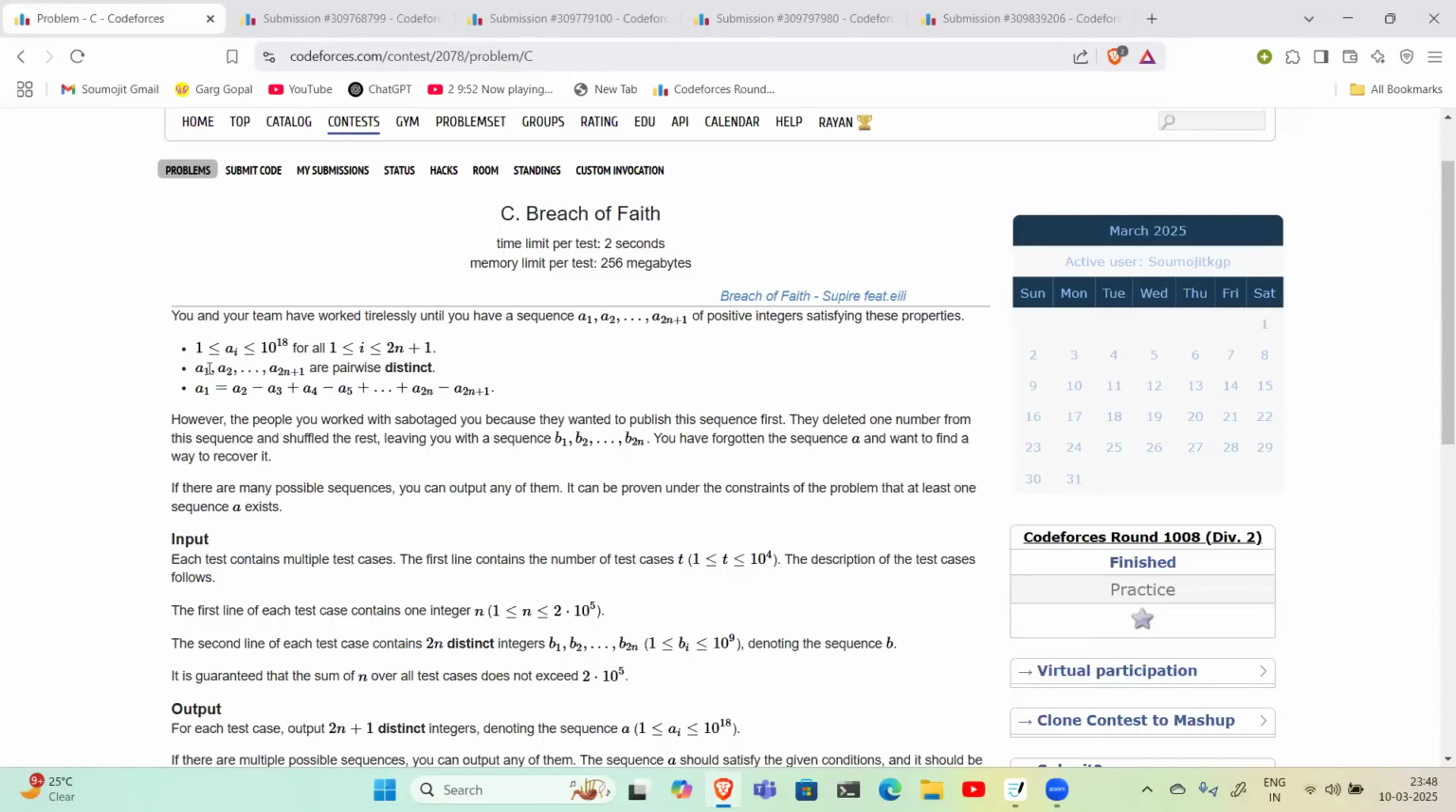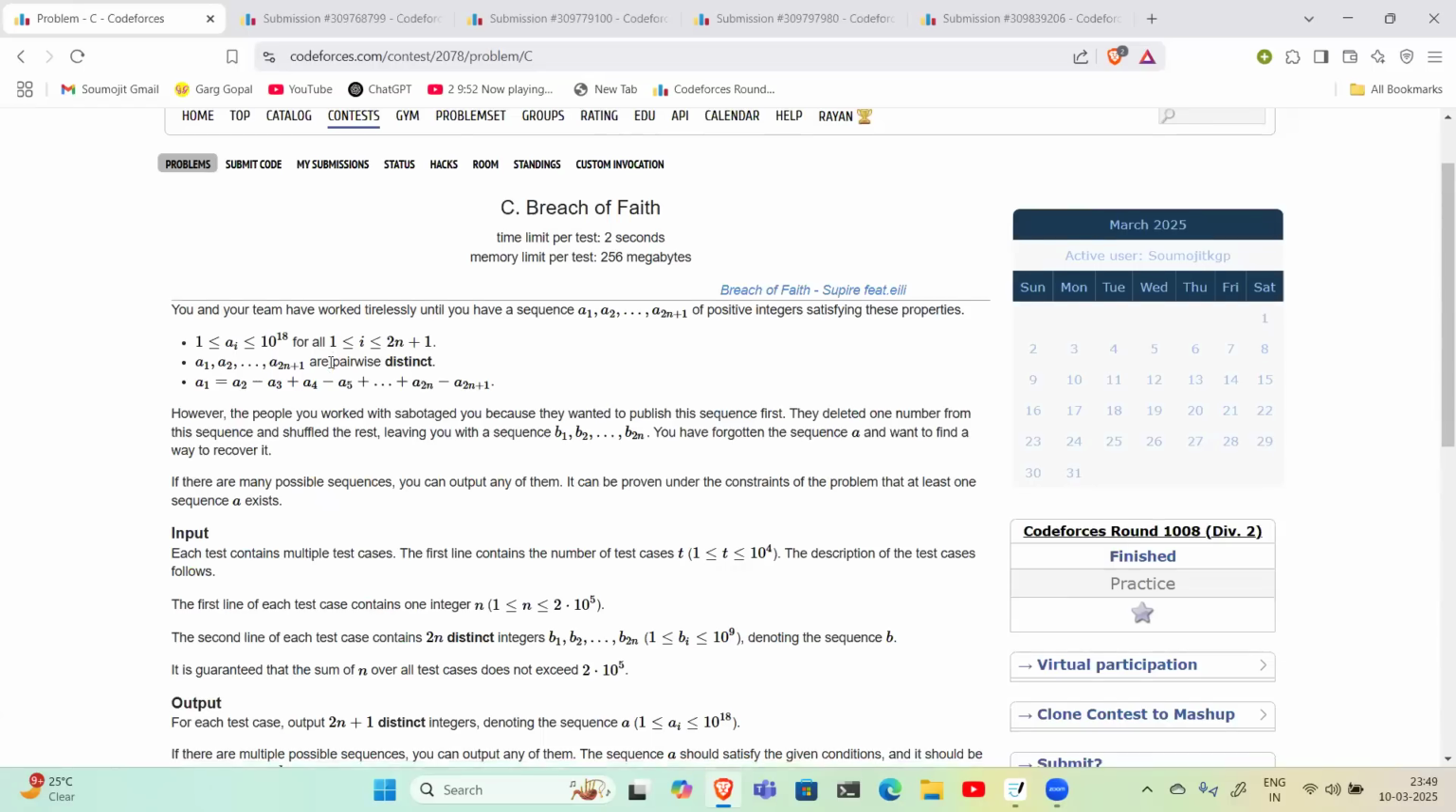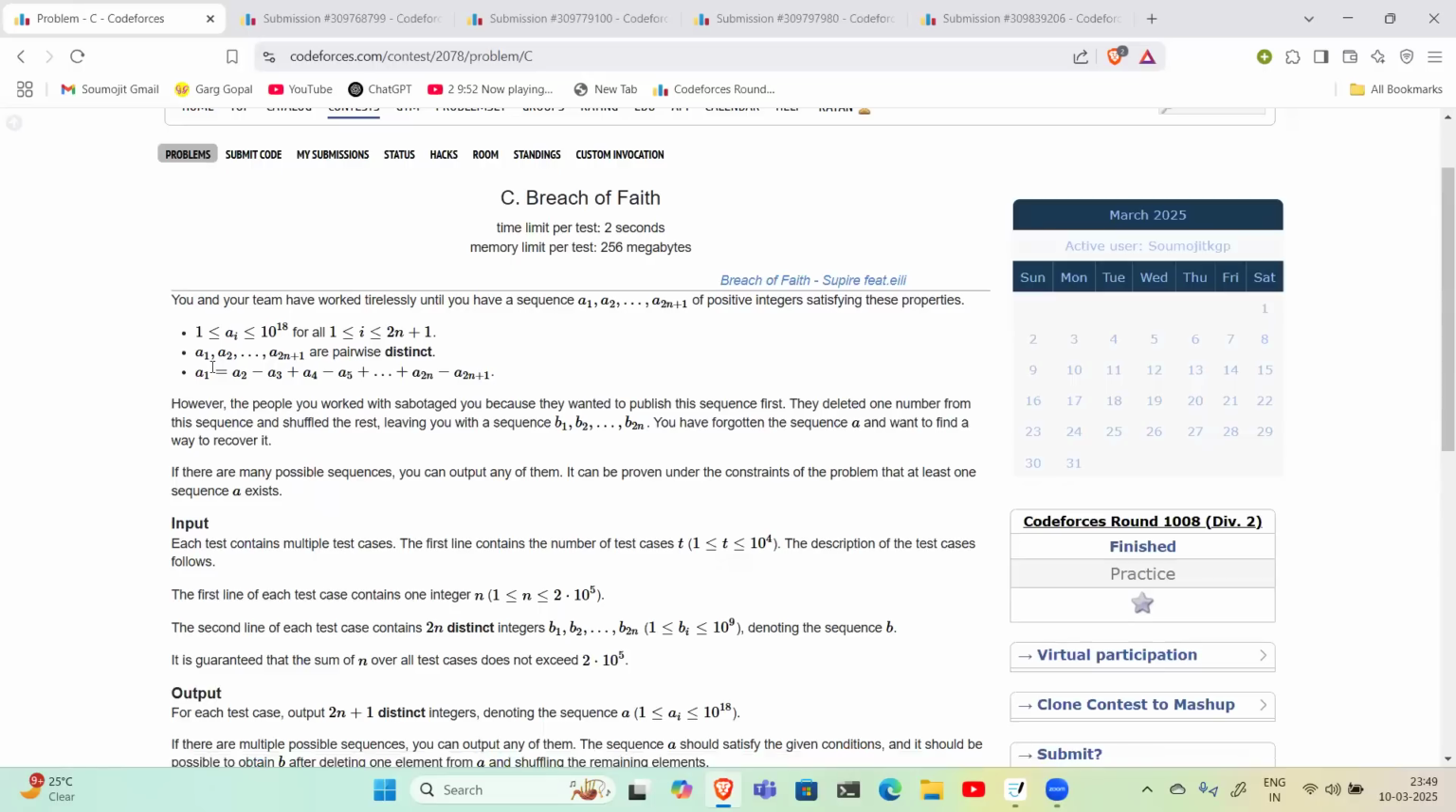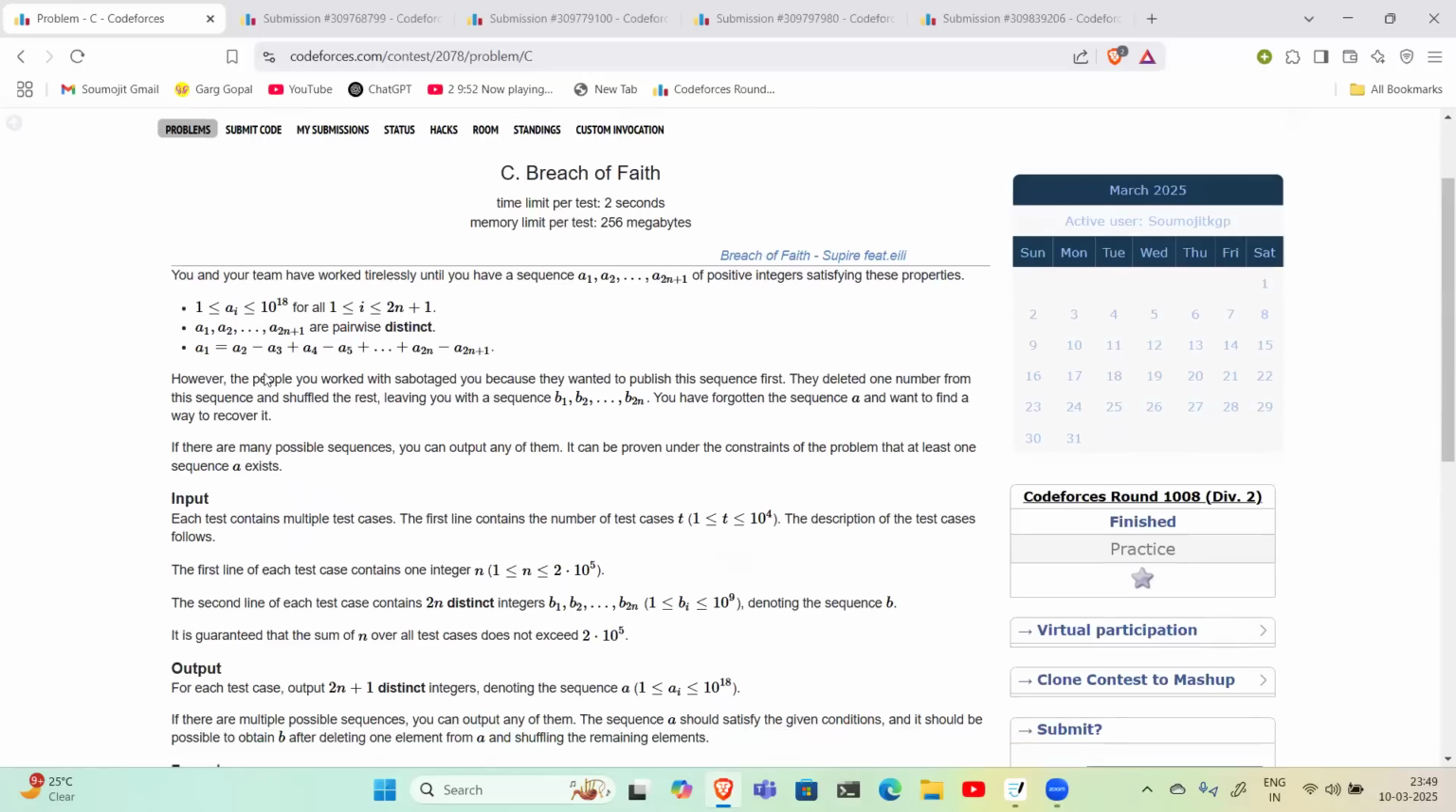A1 till A2n plus 1 are pairwise distinct. That means all integers are distinct. There is no duplication or repetition in them. That's fine. And this is the third condition. Let's look into it a bit later. So what does the question say?